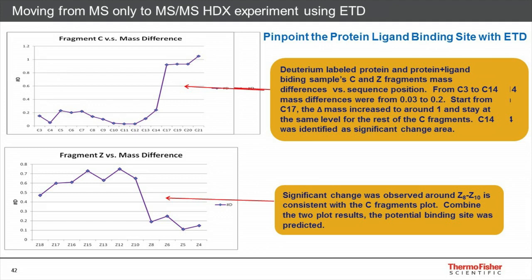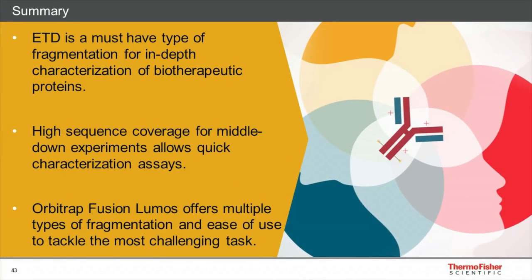When you want to do that with HCD, you can achieve something similar, but you need a lot of overlapping peptides in the sequence from the digestion to be able to pinpoint. Here it's pretty straightforward, and we get the same information with the Z ions. In summary, ETD is a must-have type of fragmentation for in-depth characterization of biotherapeutic proteins. HCD is very, very good, the best all around, but sometimes you need another type of fragmentation to answer your questions.